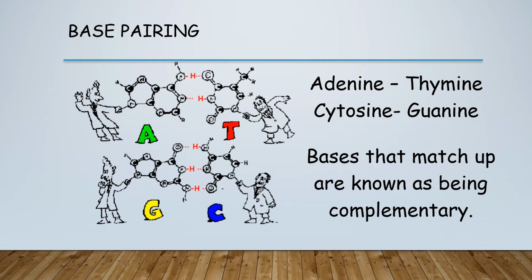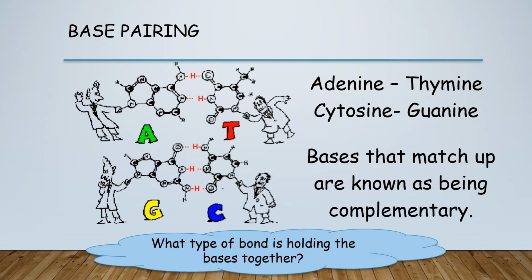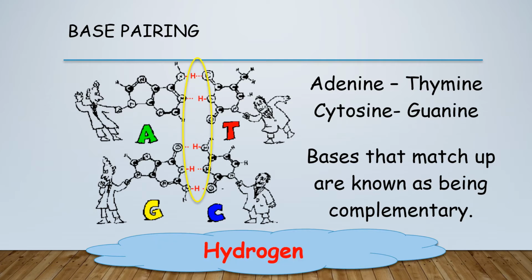These then are known as complementary bonding. So that base pairing is complementary. Whenever you see an A on one side, you get a T on the other. Whenever you see a C on one side, you get a G on the other. And that is a complementary base pairing. And you should get a hint there what type of bond is holding those bases together. So even if you don't remember, have a look at the diagram and have a little think. It is, of course, hydrogen bonds that go between those base pairs.